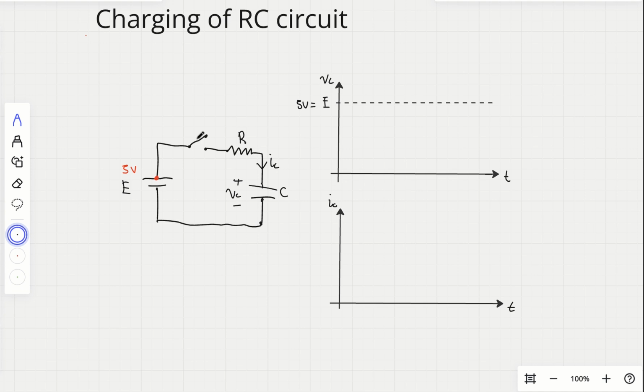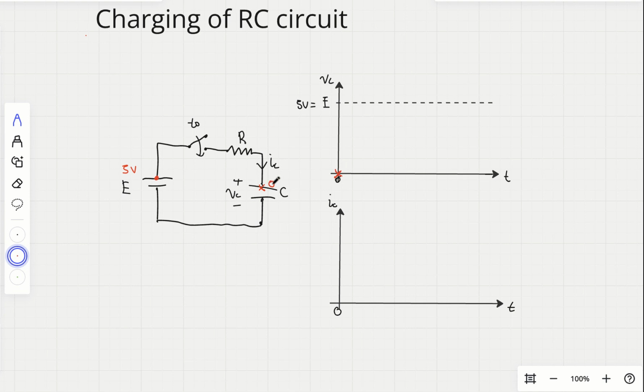When we first turn on the switch at time equals 0, okay, this is time equals 0, the capacitor initially is fully discharged, which means there's no charge across the capacitor, and therefore the voltage across the capacitor is 0. Okay, at this point the voltage is 0. So the voltage across the capacitor initially is 0.